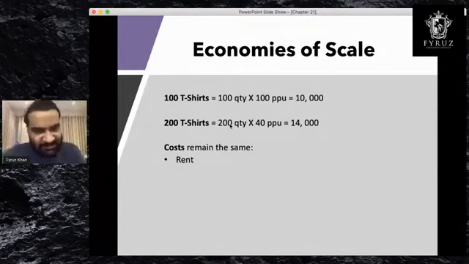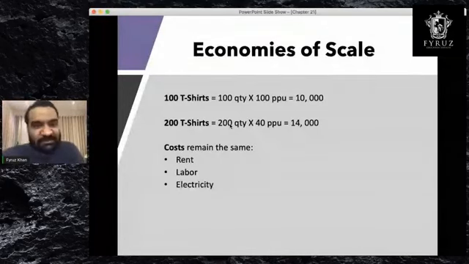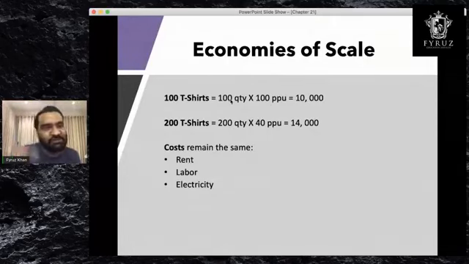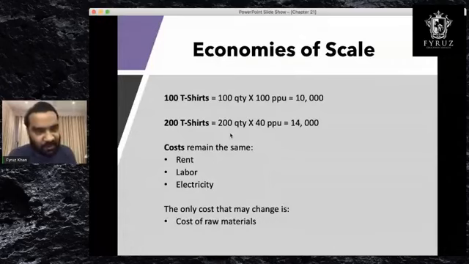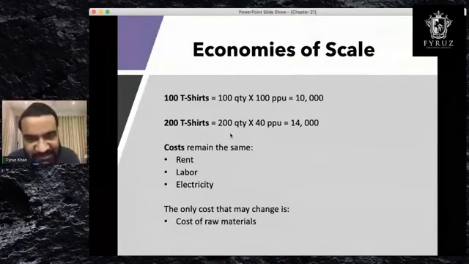Rent will remain the same. Labor rates will remain the same. Electricity rates will remain the same. Whether you make 100 t-shirts or 200 t-shirts, the costs will remain the same. The only thing that may change is the cost of raw materials. I made a mistake again. It's going to be 70.